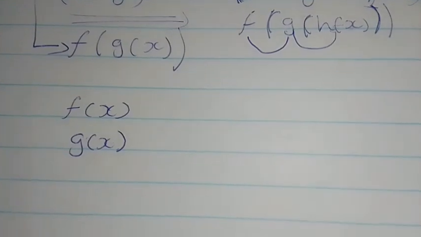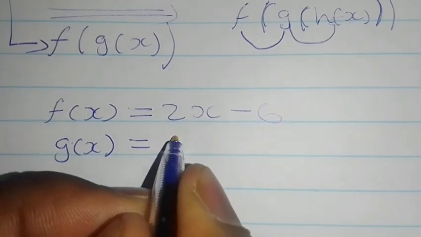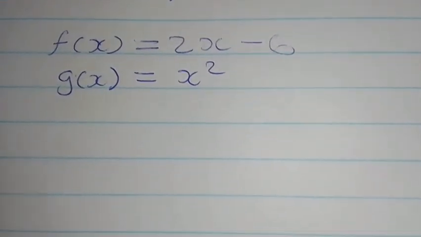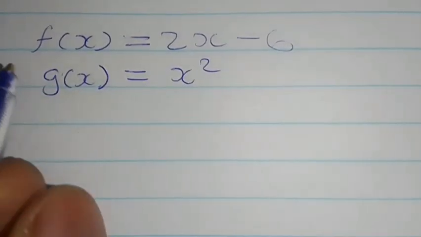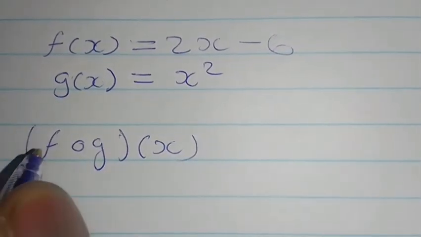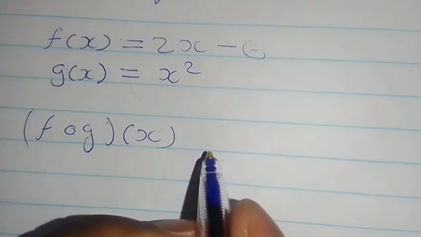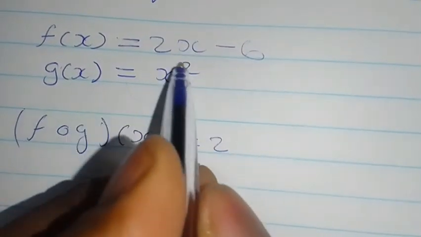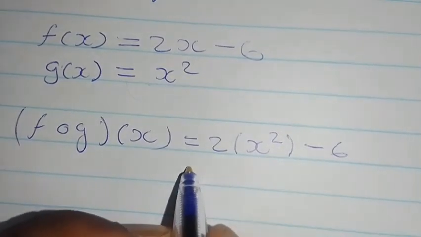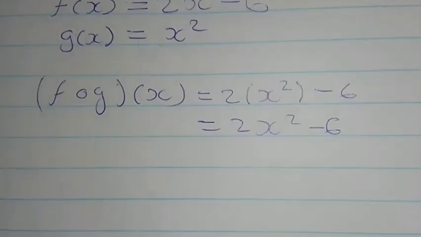Okay, so suppose we have f of x equals 2x minus 6, and g at x is something like x squared. If we're looking for f compo g, that means that where there is x in f, we substitute g. So you're going to have f of x, which is 2. Now we have x in f, that means we substitute x squared. So we're going to have 2 times x squared, then you subtract 6. That makes f compo g to be 2x squared minus 6. That's f compo g there.